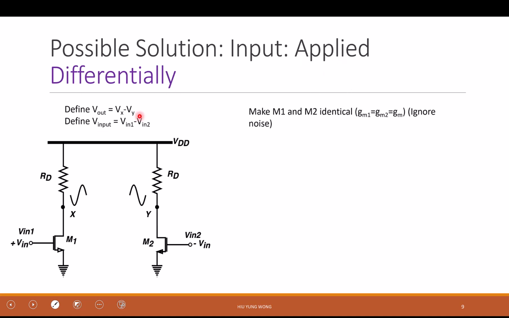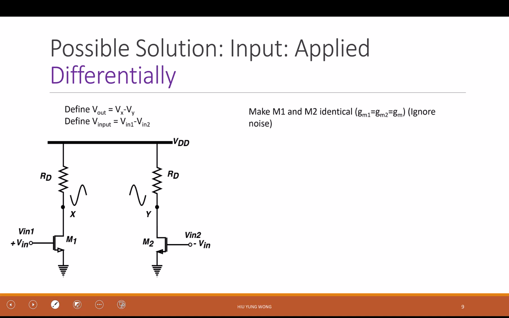Again, we need to define the input and output. It's the human definition. Here I say V out is Vx minus Vy, and V in 1 minus V in 2 is V in. You can define it as Vy minus Vx. It doesn't matter because you are the user of it. You define what to do. And of course, in the exam, I will define it for you. If I don't define it for you, either answer will be correct.